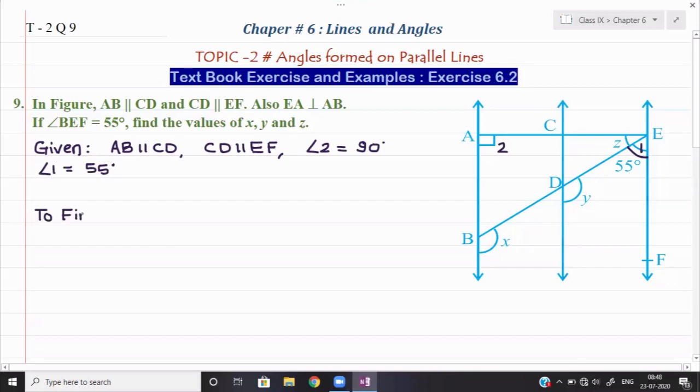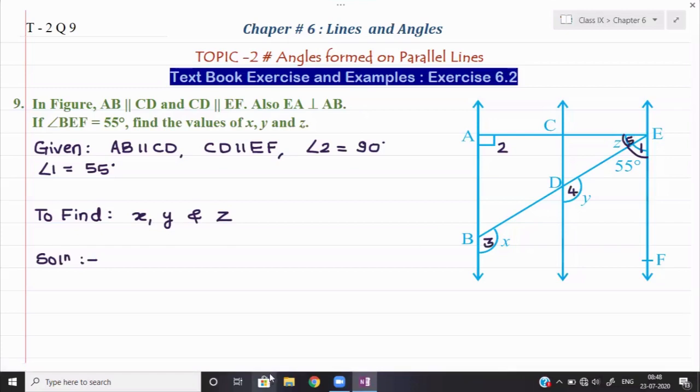Three things we need to find out. First one is X, second one is Y, and third one is Z. Okay, let us proceed to the solution. Now some names need to be given. So I will take X as angle number 3, Y as angle number 4, and Z I will say as angle number 5. I hope it is visible to you that Z is my angle number 5.